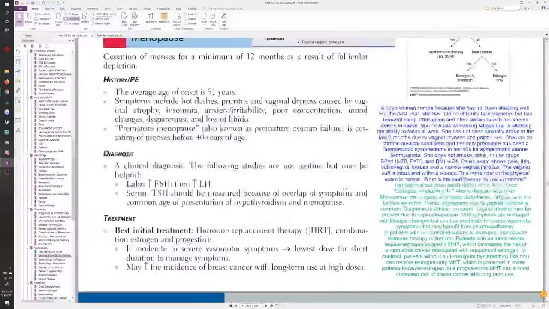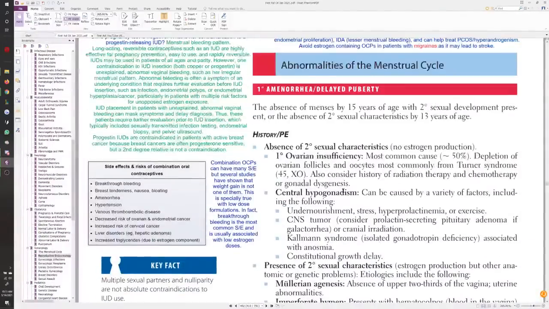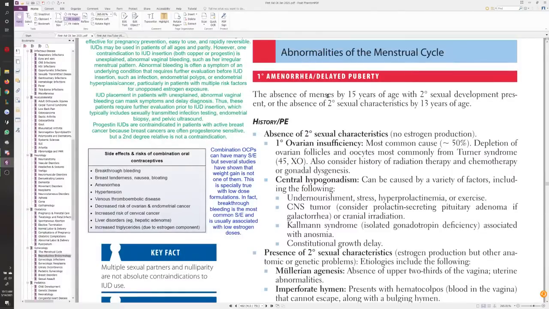All right, so that's one half. And so just the absence of menses with secondary sexual development is fine, or the absence of secondary sexual characteristics by age 13. Right, so if Tanner stages are just taking really long to come, that's the delayed puberty part. So history, presentation, and physical exam, absence of secondary sexual characteristics, no estrogen production. So anytime you have a patient with absence of secondary sexual characteristics, the first thing you want to think of is they must not be making enough estrogen, right?